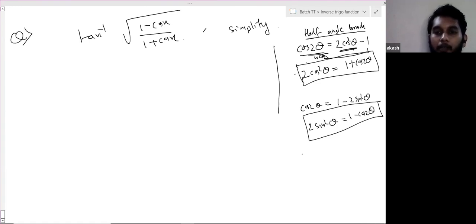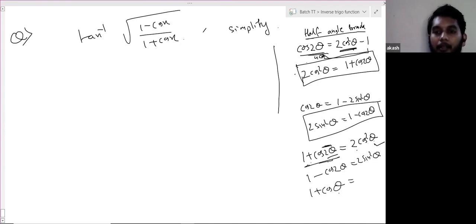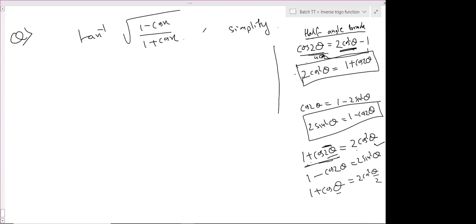Whenever you see 1 plus cos 2 theta, you can write 2 cos square theta, half angle formula. That means 2 theta becomes theta. If we have 1 minus cos 2 theta, this becomes 2 sine square theta. If you have 1 plus cos theta, then again half angle formula. See, everything is same, just the angle is different. That means I can write this as 2 cos square theta by 2. Yes or no? Yes, sir.